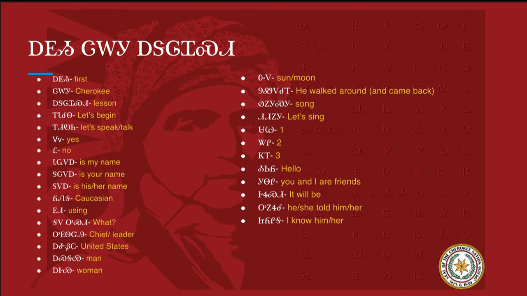Geolig means I know him or her, or it can also be like I recognize somebody. We use a different word if it's to know facts. This is used only for knowing people or recognizing them or knowing who they are. Geolig.